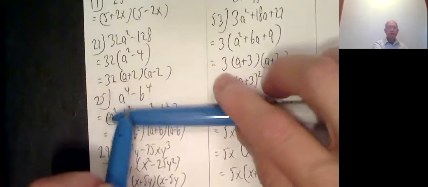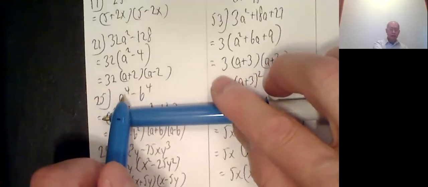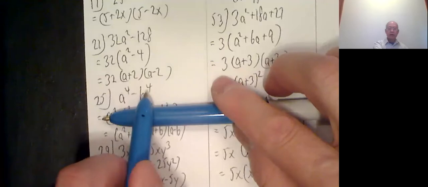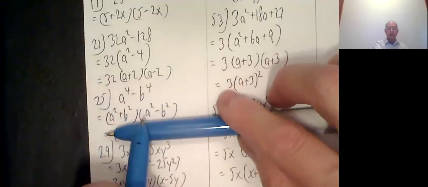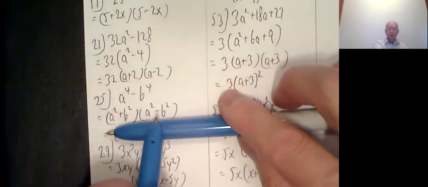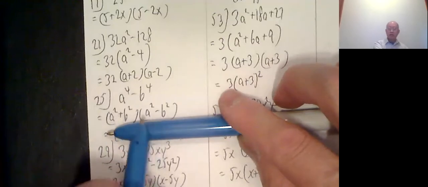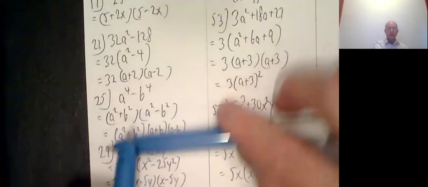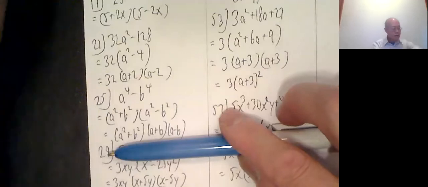25 is a little bit tricky. What do I square to get a to the 4th? A squared. What do I square to get b to the 4th? B squared. So a squared plus b squared, a squared minus b squared. Okay, and you're actually not done. A squared plus b squared, you can't do anything with that. It's the sum of squares. But this is the difference of squares in its own right. So that's a plus b, a minus b. So final answer, a squared plus b squared, a plus b, a minus b.